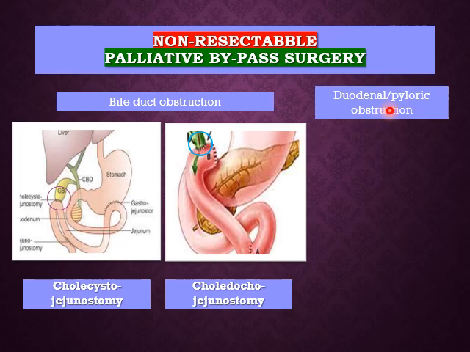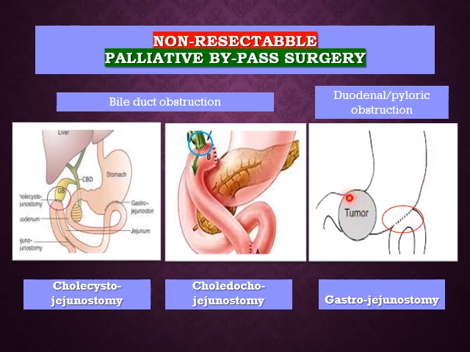In duodenal or pyloric obstruction, you have got a tumor here which causes duodenal or pyloric obstruction. Therefore, the palliative surgery is gastrojejunostomy.